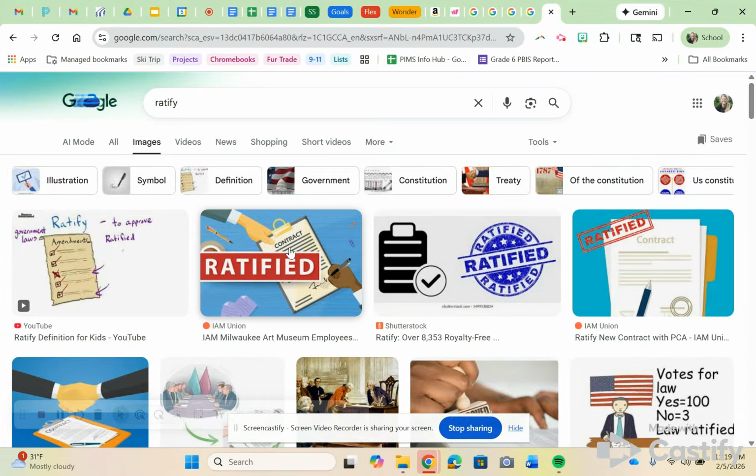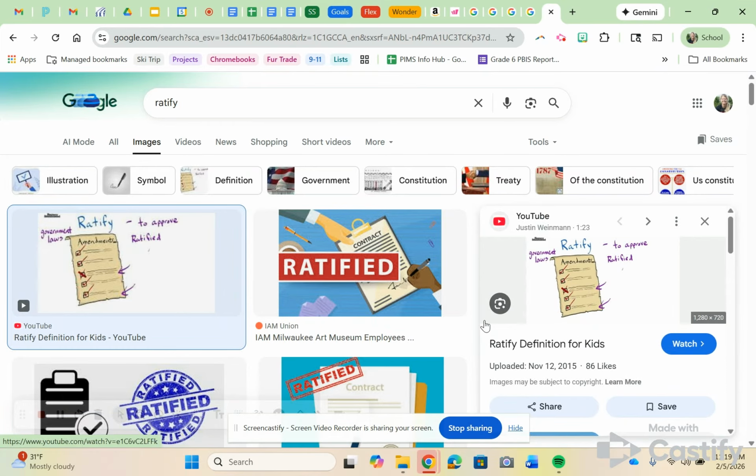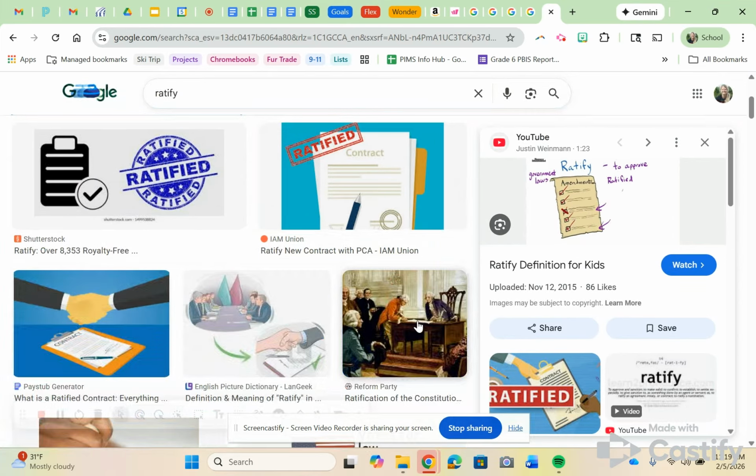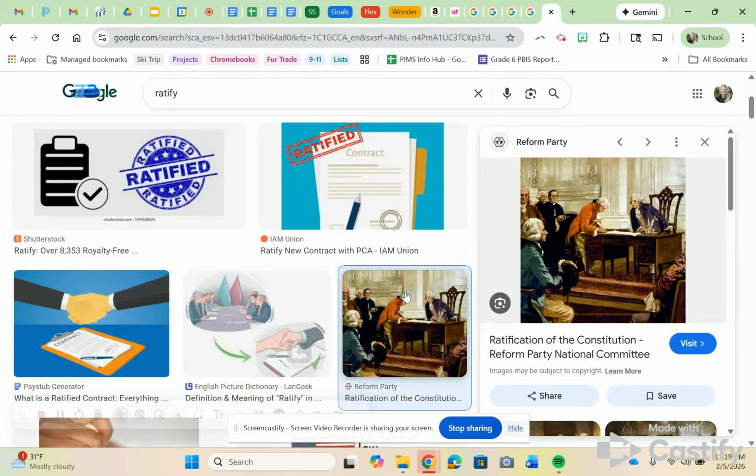So when you're looking at one of these 4 pictures, only one of them has a treaty or an amendment on it, okay? So this one has an amendment. An amendment has to be ratified. So this one would work as one. This one would actually work as one.